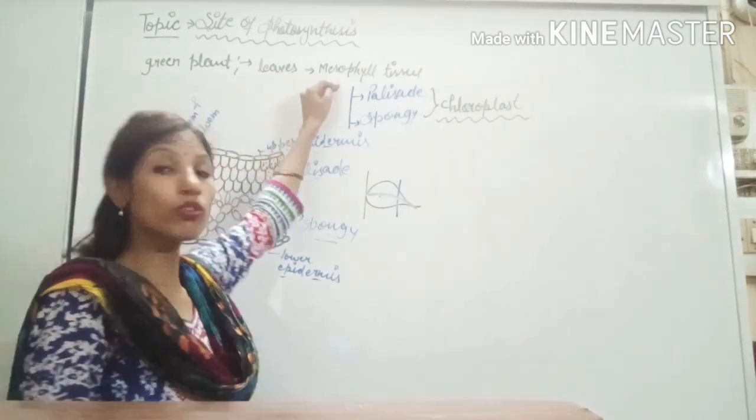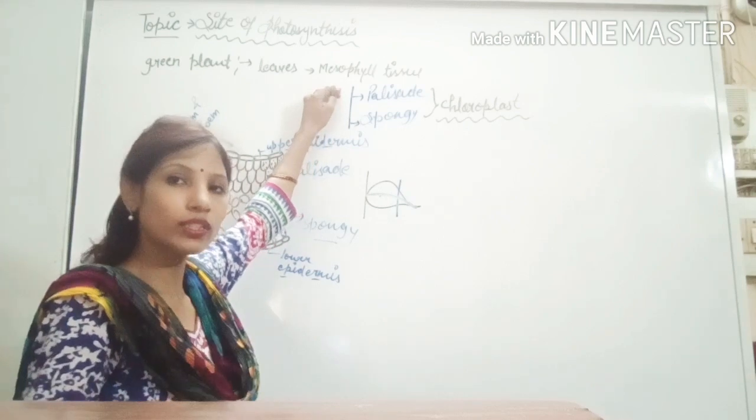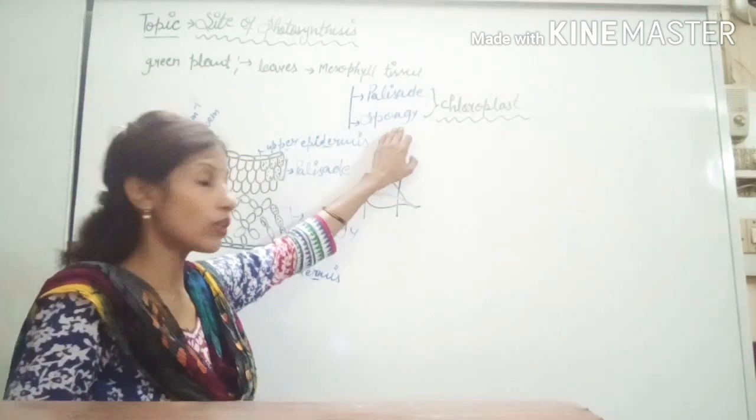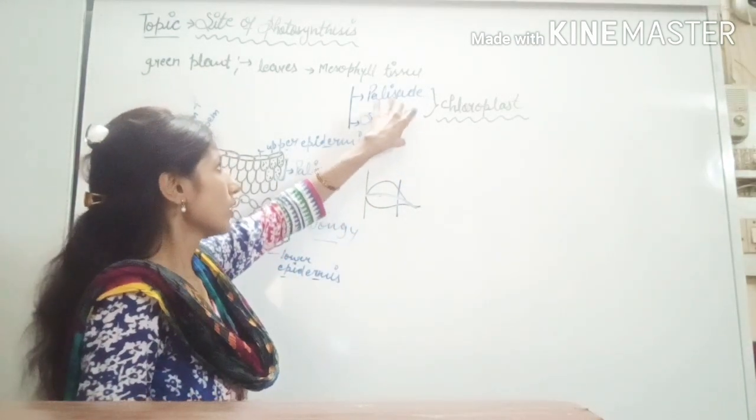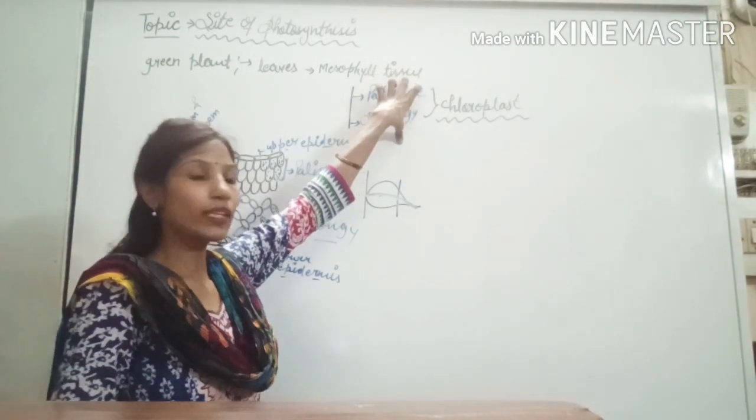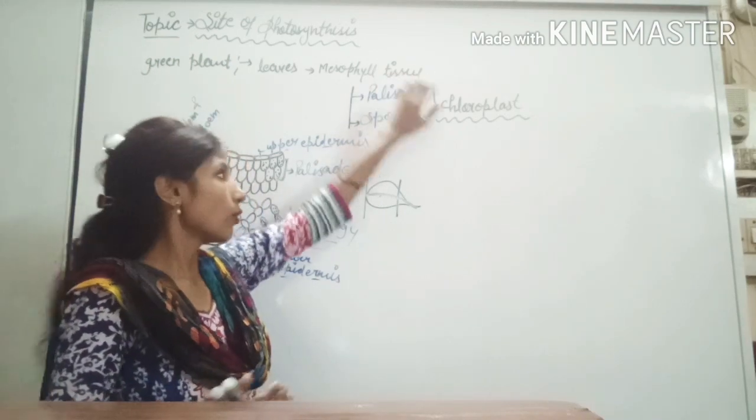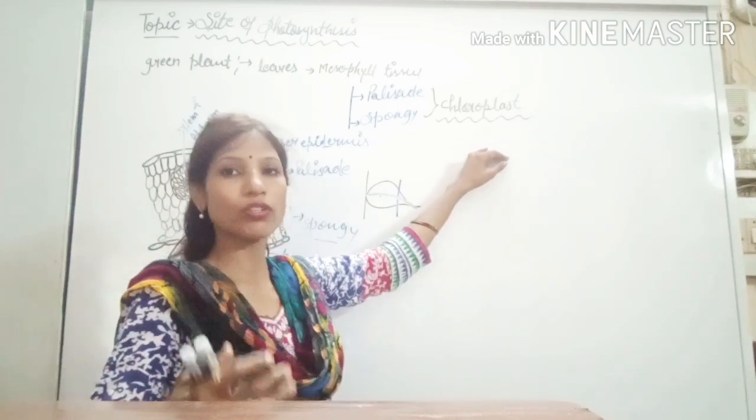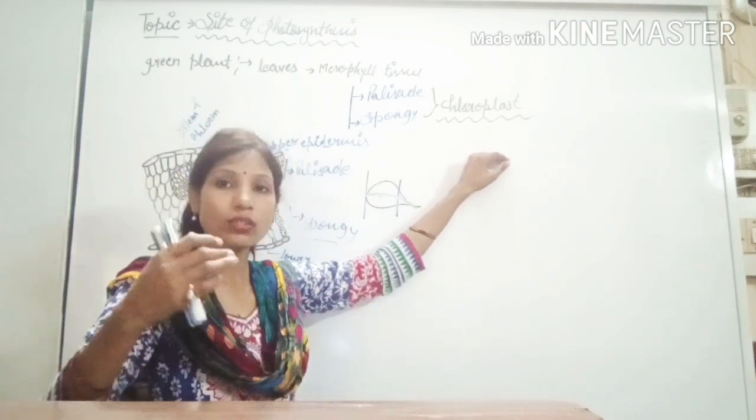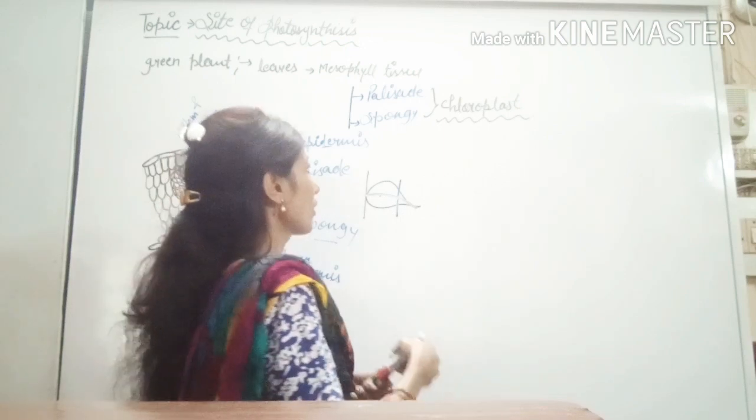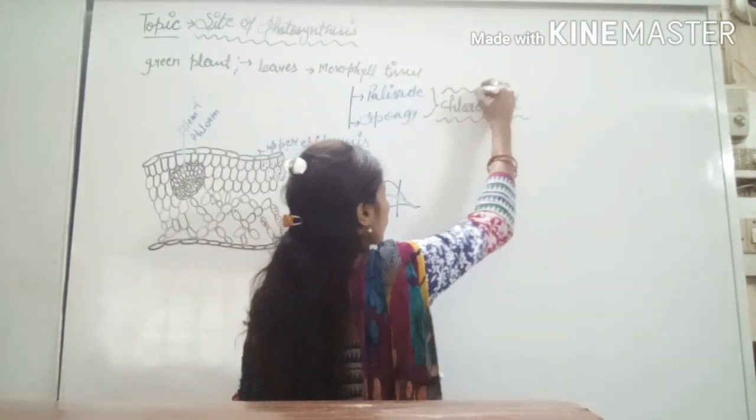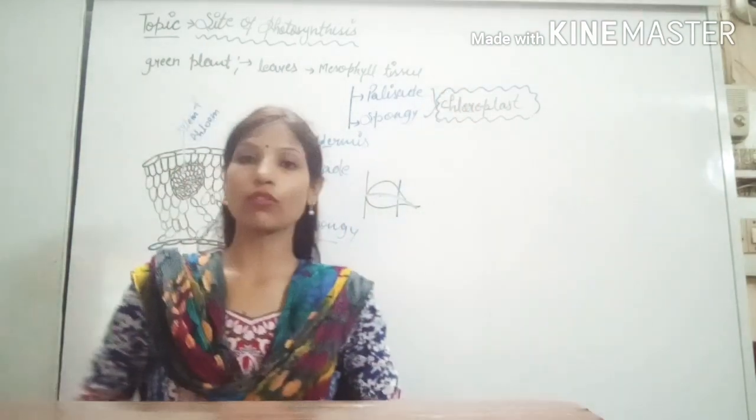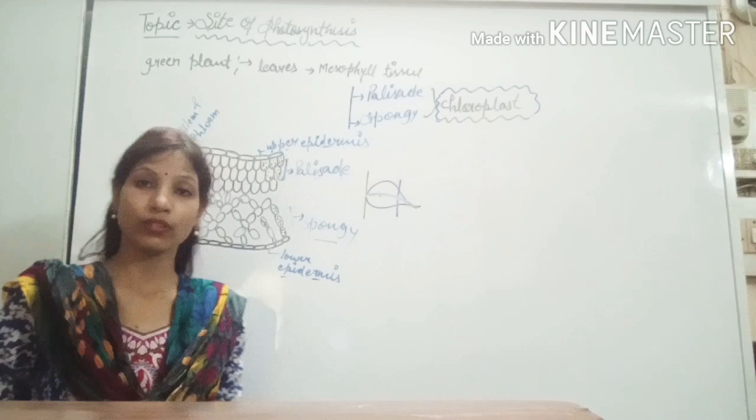So it is the mesophyll tissue, right? The mesophyll tissue is of two types, the palisade and the spongy. In these two types, a cell organelle is present, known as the chloroplast. So the exact location, or the site of photosynthesis, is the chloroplast, right? What is chloroplast? It is the cell organelle which is present in the palisade cells or the spongy cells of the leaf.